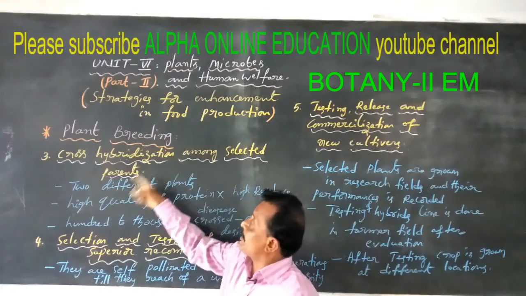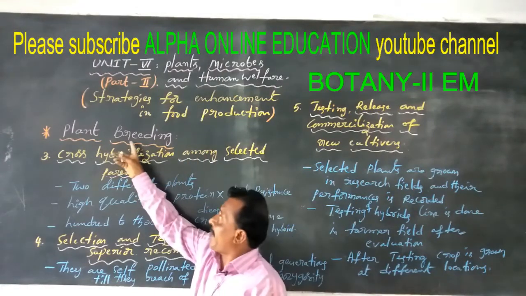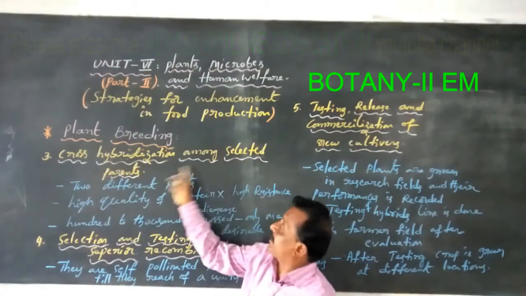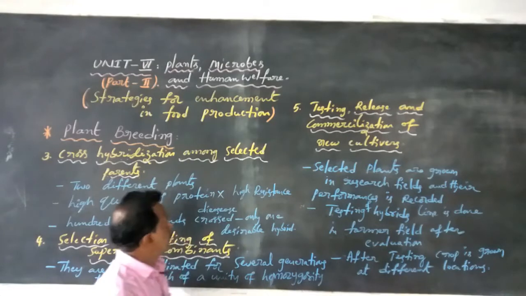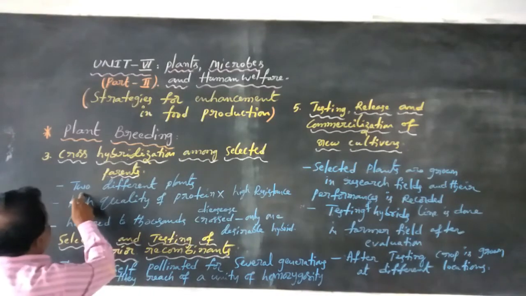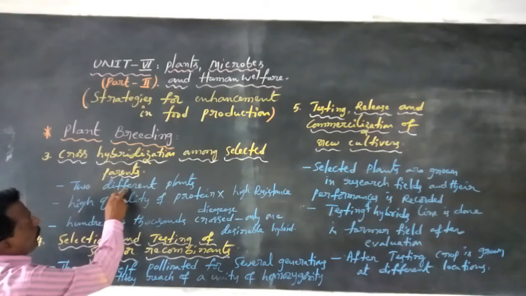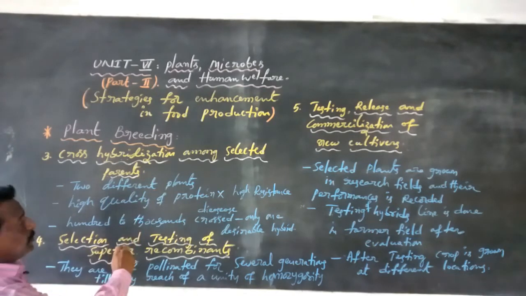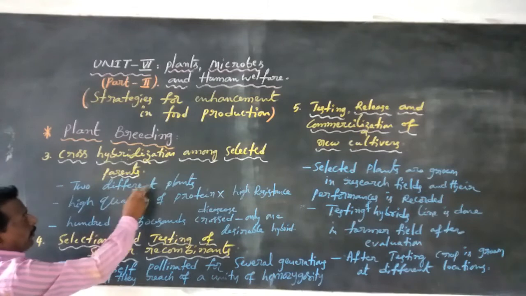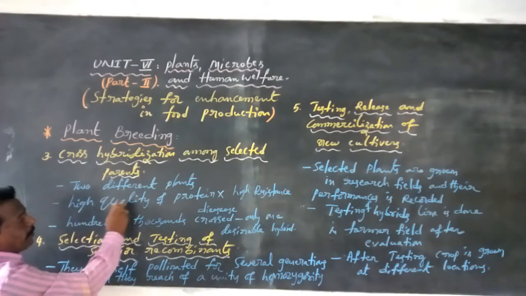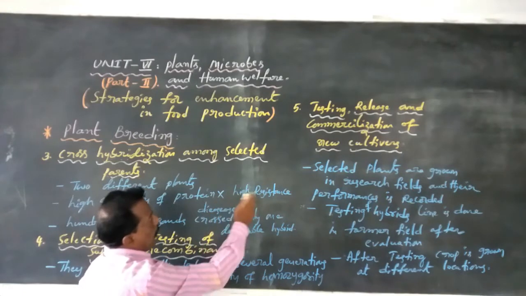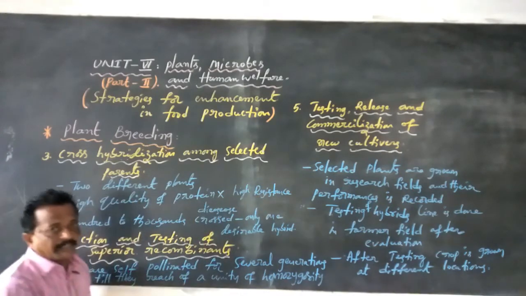We are going to discuss the third step in plant breeding. That is cross hybridization among selected parents. Two plants with different desirable genetic characters have already been selected. One parent plant has a high quality of protein character, and another parent plant has a high disease resistance character.